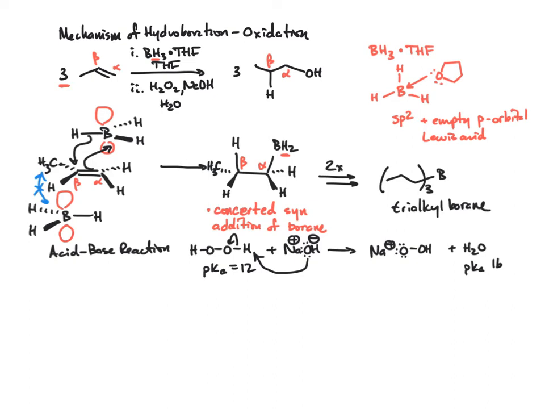So again, in any reaction mechanism we can classify things as Lewis acid, Lewis bases, or nucleophile, electrophile. This is going to be a nucleophilic component. Our trialkyl borane is going to be the electrophilic component. We know that because we said before that the boron is sp2 hybridized, so it still has that empty p orbital.